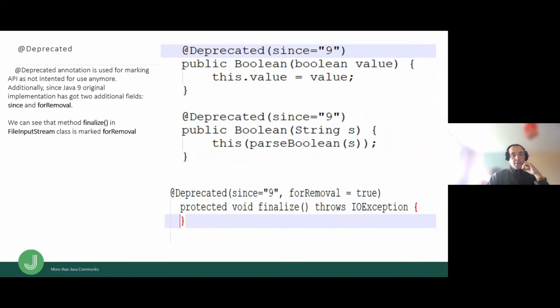And starting from Java 9, this annotation got two additional attributes, since and forRemoval. Since means the version starting from which this element is deprecated, and forRemoval means that in the next releases this code will be cut off from the project. So if we still are using it, after the upgrade we will get a compile error.